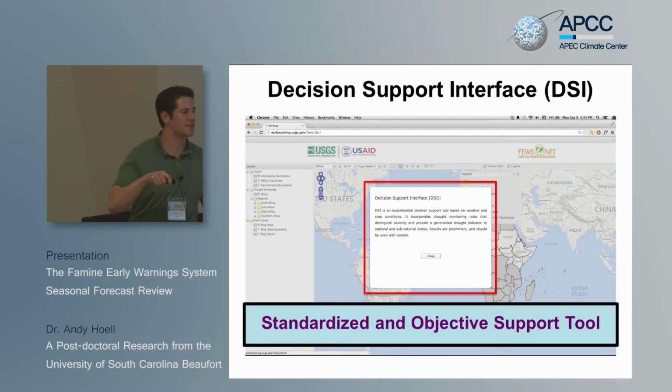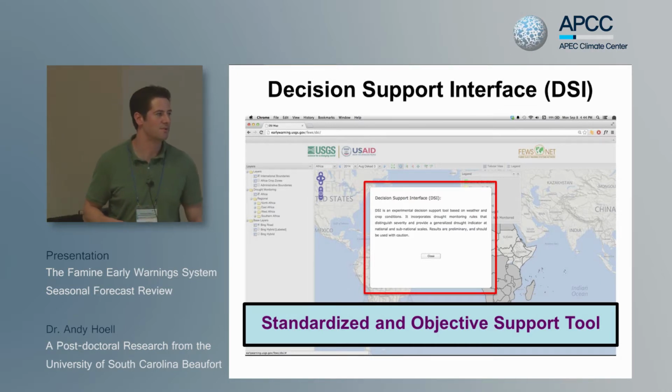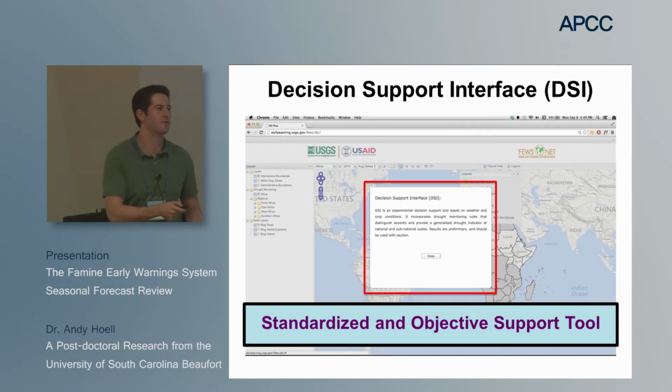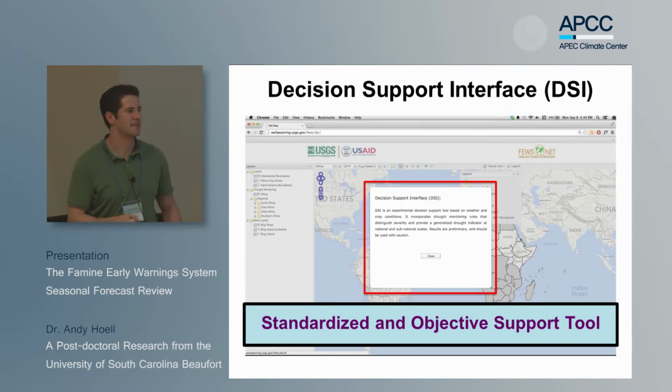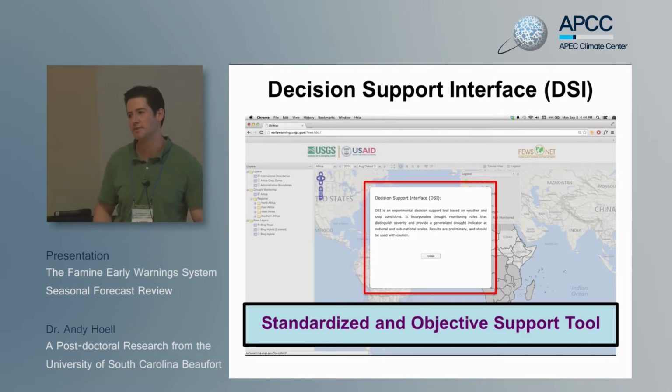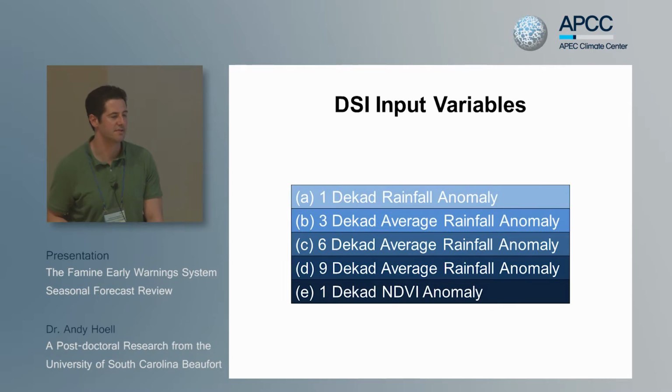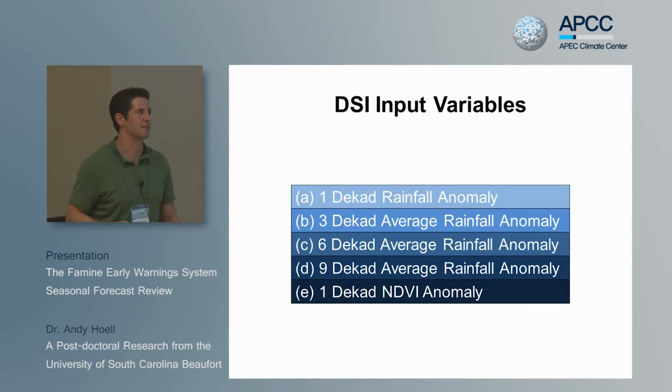The good thing here is it's a standardized and objective support tool. The bad thing, and this is something that I'll touch on in a slide or two, is that it treats every crop zone the same. And we know that a crop zone over, say, some part of Tanzania is not going to behave the same as a crop zone over Afghanistan. And currently, as it sits right now, they're treated in the same sort of way. So with that being said, that is really the only drawback that I see to this here.